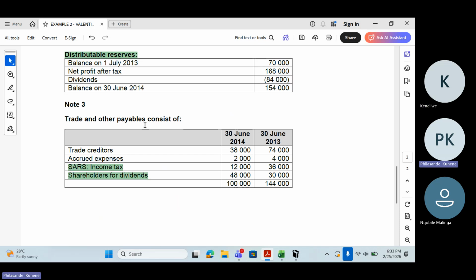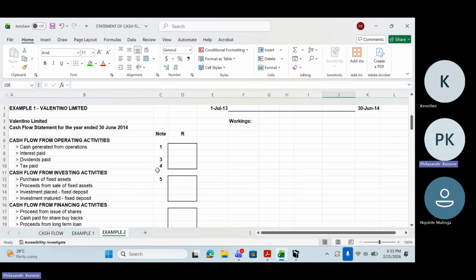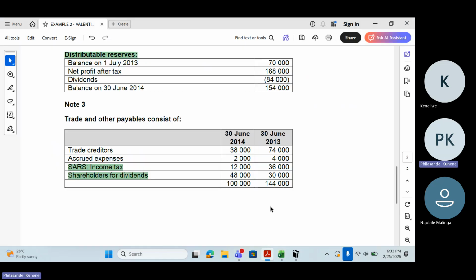As you can see here, in trade and other payables we have trade creditors, that is payables, and accrued expenses, those are payables. But SARS income tax is also still payable. By removing them, we don't mean they are no longer payables. They are still payables, these two. But because they have their own line items on the face of the cash flow statement, that's why we remove them. You can see here, dividends paid and tax paid, they have their own line items. So that's why we don't treat them as payables.